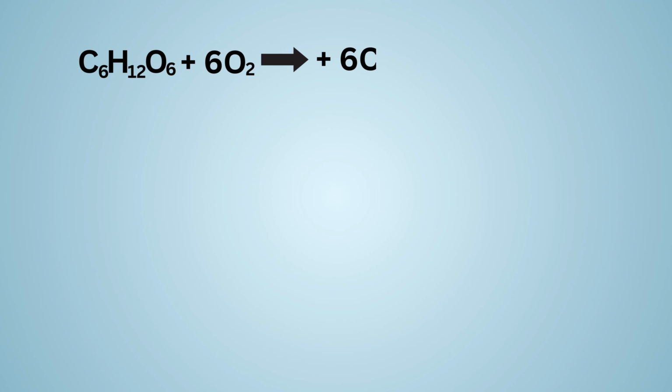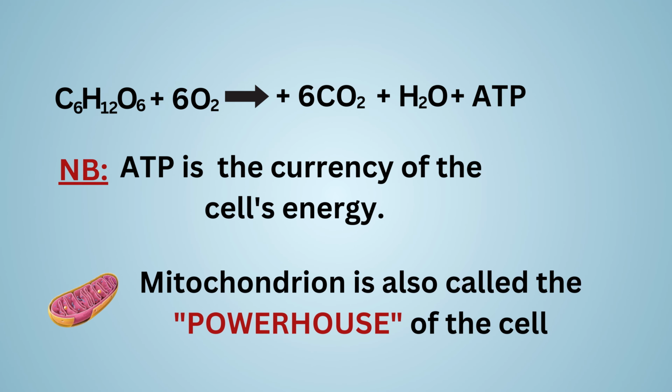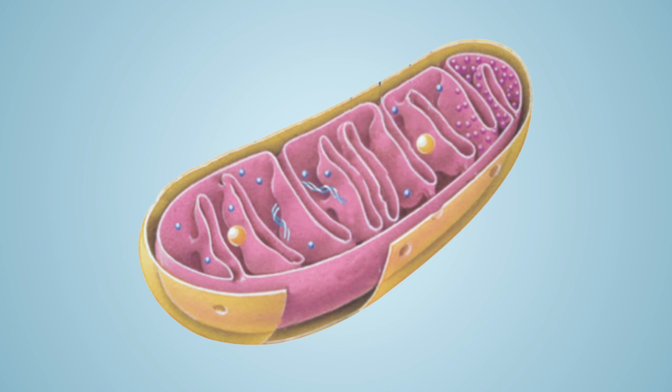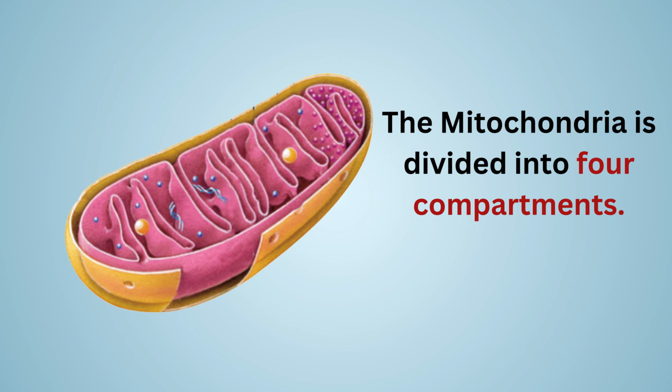Mitochondria utilize aerobic respiration to produce ATP, which serves as the primary source of chemical energy of the cell. Due to this pivotal role in energy generation, scientists commonly refer to the mitochondria as the powerhouse of the cell. The mitochondrion is composed of 4 distinct compartments, each carrying out specialized functions.